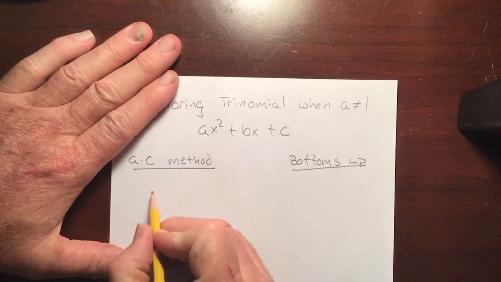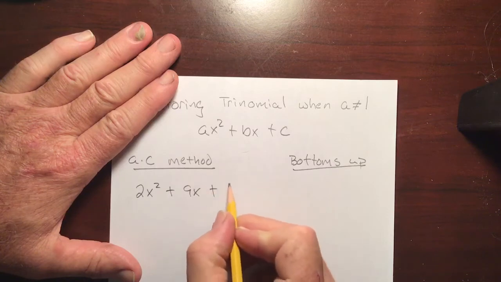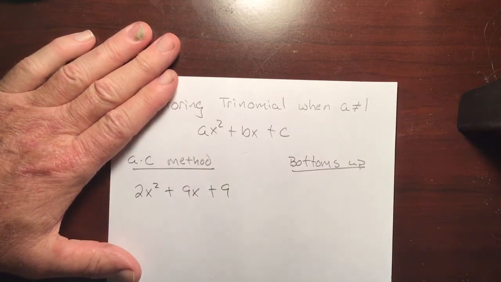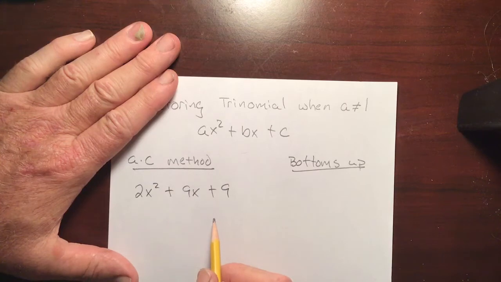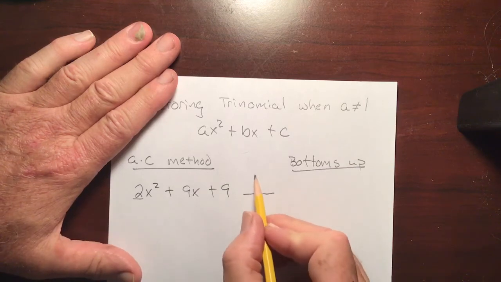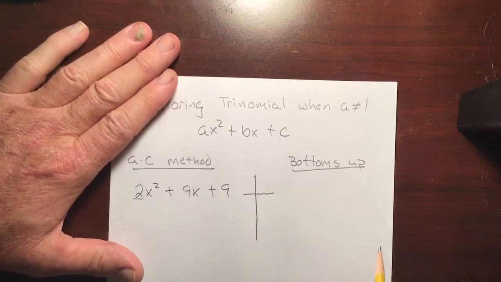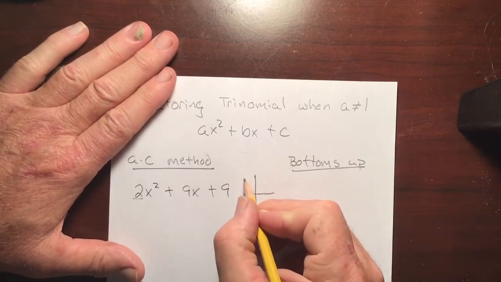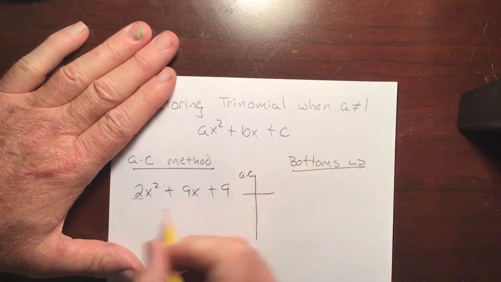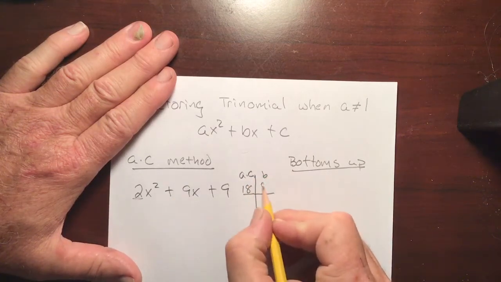And what I'm going to use is 2x squared plus 9x plus 9. Okay, so here's my trinomial. A is not 1, so we're going to use the AC method. And this is in the material I posted on Canvas also, as a document. So 2 times 9 is 18. B here is 9.